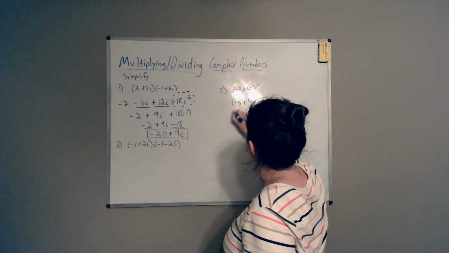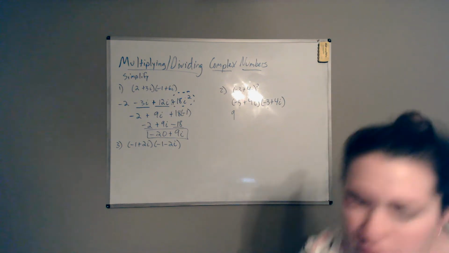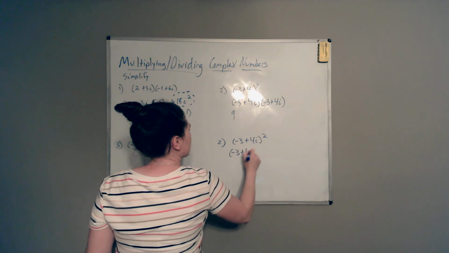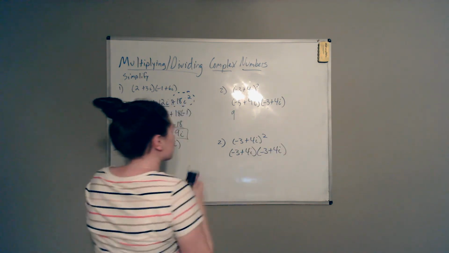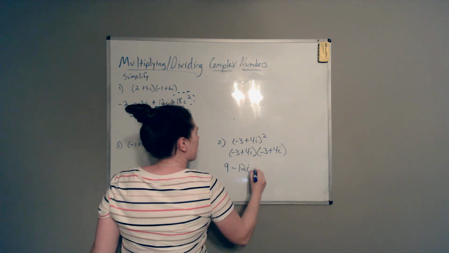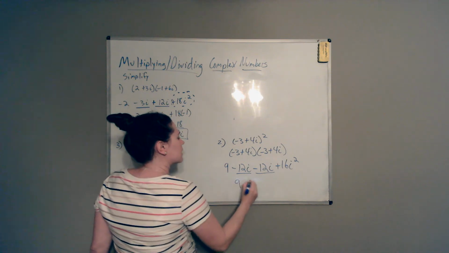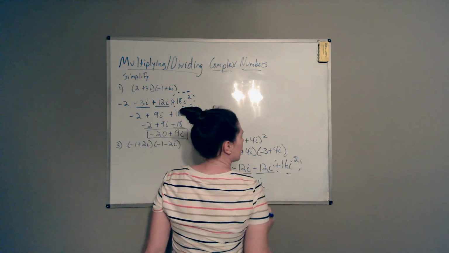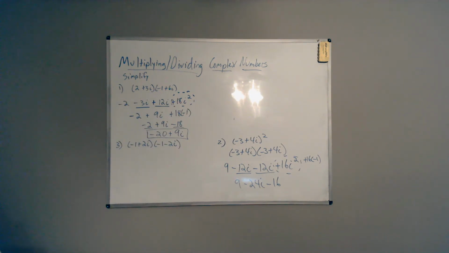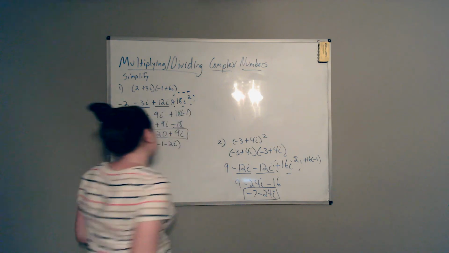Negative 3 times negative 3 is 9. And then negative 3 times 4i is going to be negative. Let me make sure you can see this. Perhaps I should do this problem down here. Number 2. Negative 3 plus 4i squared is negative 3 plus 4i times negative 3 plus 4i. Okay, so now we multiply it out. That's 9, minus 12i, minus 12i, plus 16i squared. Combine like terms, so we got 9 minus 24i, and then plus 16i squared. That's plus 16 times negative 1. That's minus 16, and then 9 minus 16 is going to put us at negative 7 minus 24i. And that's it, because i is to the first power, and we're of the form a plus bi.